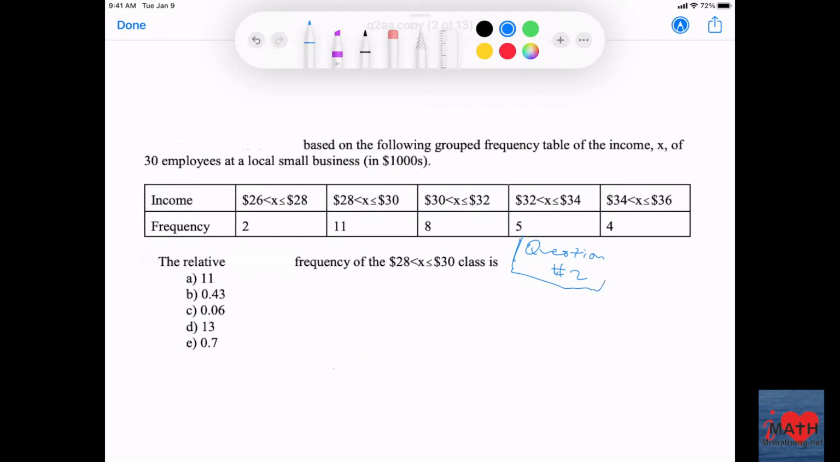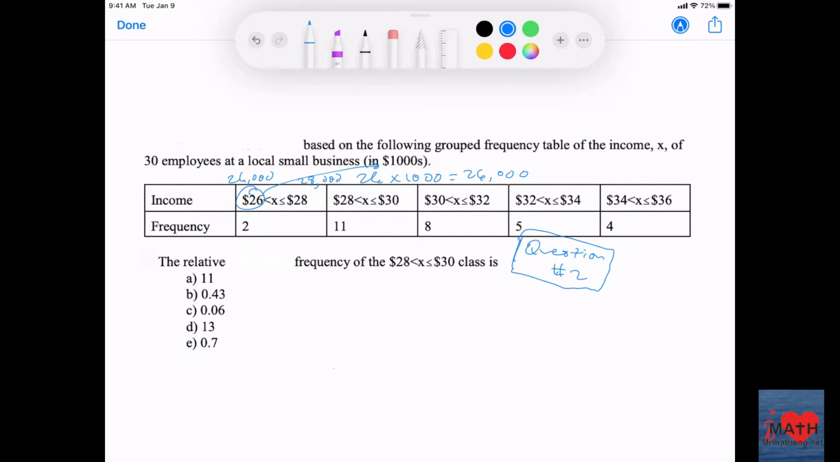All right, here's question number 2. Based on the following grouped frequency table, or for us, we're saying that this represents a frequency table of income, or how much money you make, which is the variable X, of 30 employees at a local business and measured in thousands. So again, you just multiply those, so you get 26 times 1,000, this was a category of someone making $26,000 annually. And this would represent $28,000.